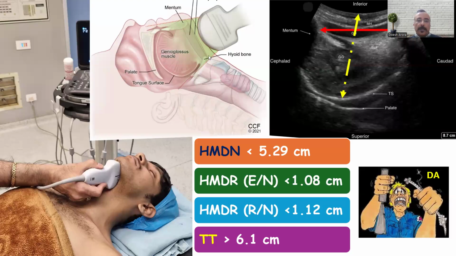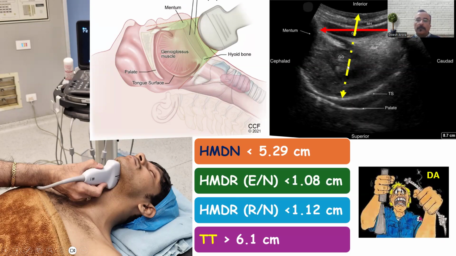So once we place the probe in longitudinal orientation with the aspect marker pointing cranially, as seen in this figure, the patient in the sniffing position, we can clearly visualize two bony structures, one the mentum, another one the hyoid. And we can calculate the distances, the hyomental distance in neutral position, in extended position, and the ratios, extended by neutral and ramped by neutral. And we can also estimate the tongue thickness.